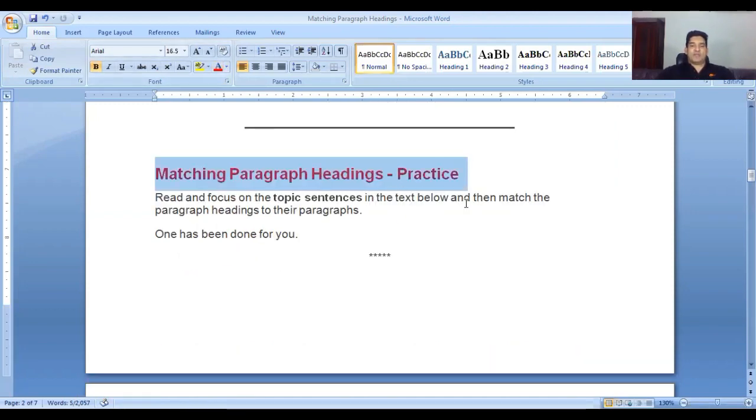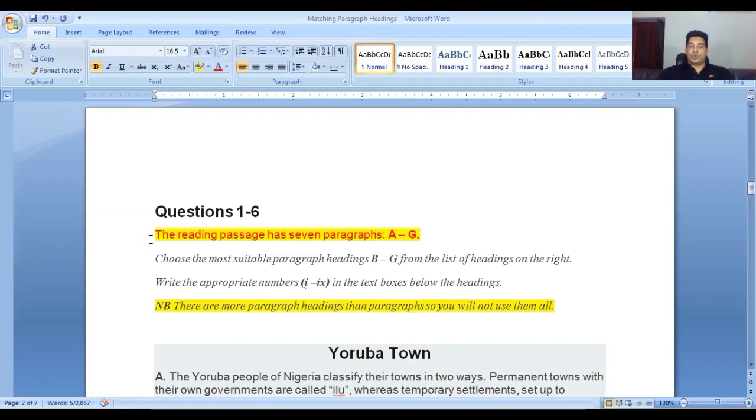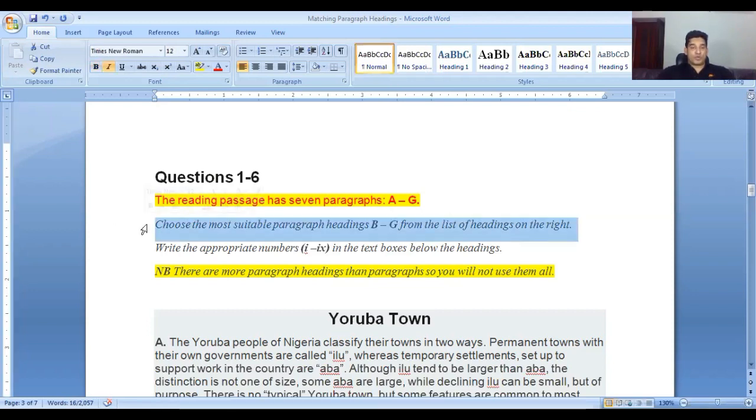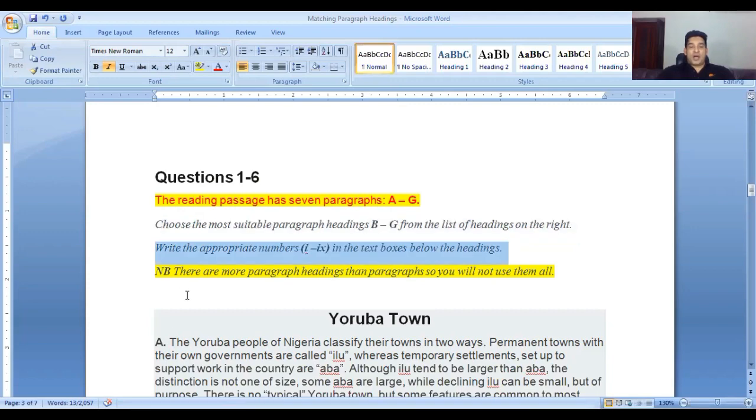Matching paragraph heading practice. Read and focus on the topic sentence in the text below and then match the paragraph headings to their paragraphs. One has been done for you. That was done over there. Now questions 1 to 6. Read the passage, which has 7 paragraphs, A to G. Choose the most suitable paragraph heading for B to G from the list of headings on the right. Write the appropriate number, I to IX, in the text box below the headings.